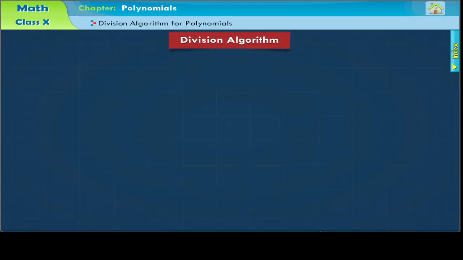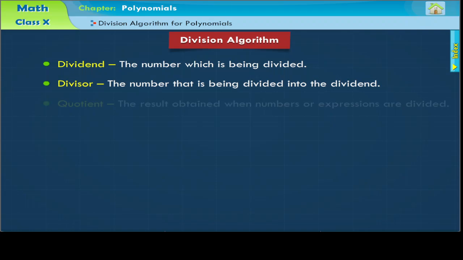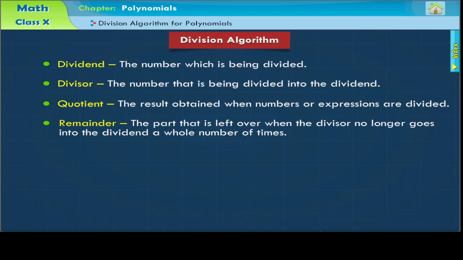Let's learn about division algorithm for polynomials. Dividend, the number which is being divided. Divisor, the number that is being divided into the dividend. Quotient, the result obtained when numbers or expressions are divided. Remainder, the part that is left over when the divisor no longer goes into the dividend a whole number of times.